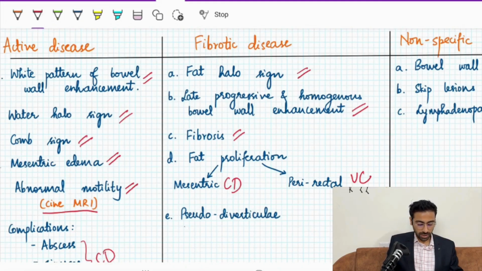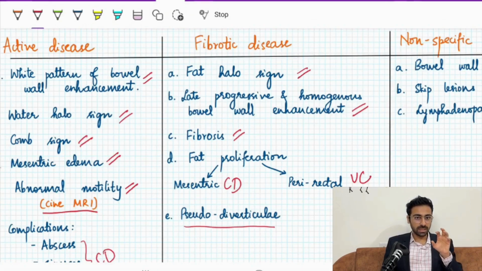And pseudodiverticular, this is a complication of fibrosis, meaning if the mesenteric border is affected by edema and on remission, it goes into fibrosis, meaning it contracts. So the mesenteric segment of the bowel also contracts, and the anti-mesenteric border shows this pseudo-diverticulae, also known as pseudosaculations.